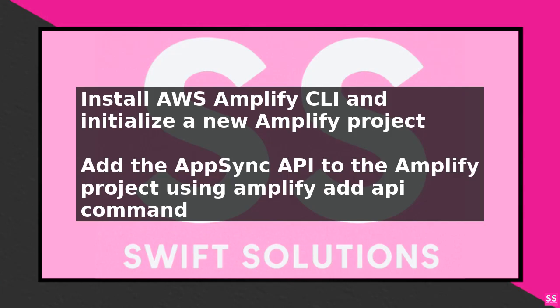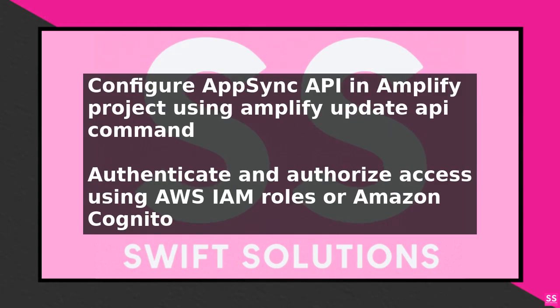Next, you need to configure the AppSync API in your Amplify project by running the amplify update api command and following the prompts to configure the API endpoint and authentication settings. You can use AWS IAM roles or Amazon Cognito user pools to authenticate and authorize access to your AppSync API.